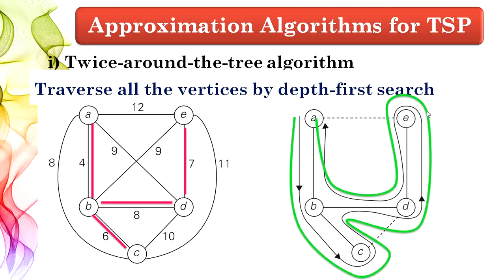From D you can reach E, and from E to A I don't have any connection, so go back: E to D, D to B, and finally B to A. This is called depth first search. If you see the graph, we went twice around the tree. That's why the algorithm name is twice around the tree algorithm.